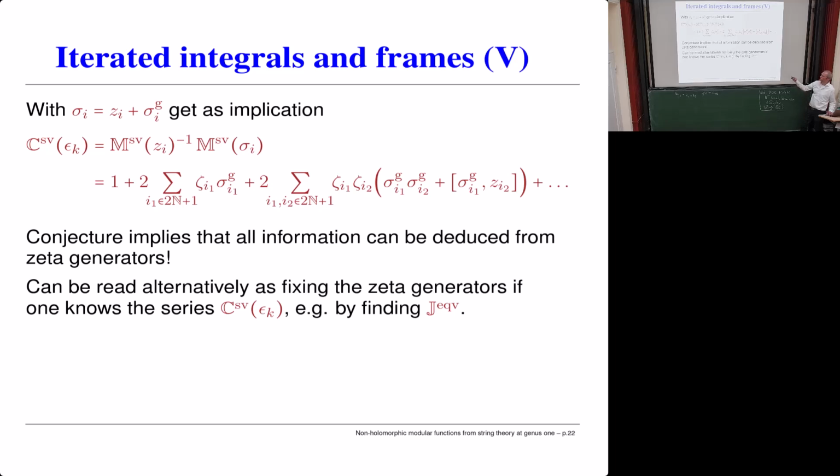You can also look at this equation in a different way. So if you knew what this series was, you could use this to determine what are these objects up here, which is also an interesting question because it's not abstractly fixed in general. So you could also read this the other way. If you knew invariant combinations, modular invariant combinations, you could use this to fix it.